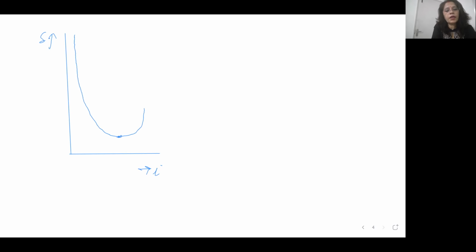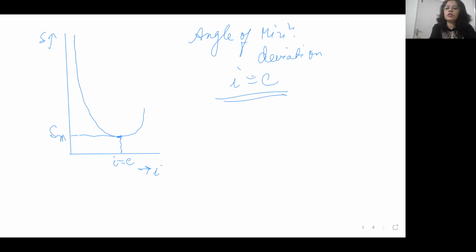Now, it becomes minimum for only a particular value of I, and at this value, I is equal to E. That means I is equal to the angle of emergence. And for that value, this delta is called delta M, that is the angle of minimum deviation. At this, what happens? I is equal to E. This is only one particular value. For only one particular value, this happens.